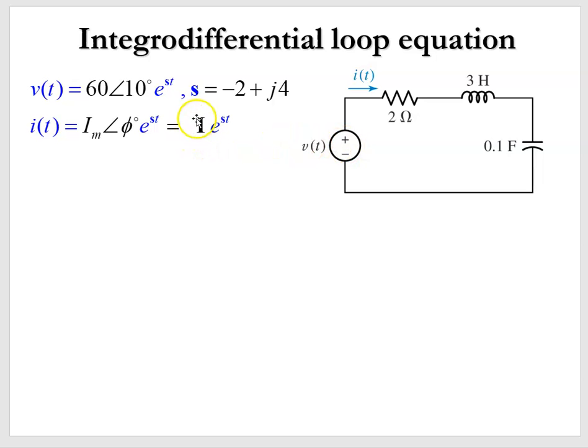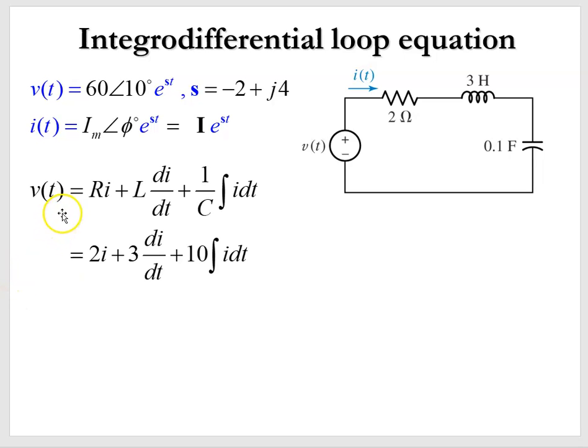So what we want to do here is write a loop equation. We have a voltage source. We know the form of our current. We're looking for that current phasor I. We know the frequency, -2 plus j4. So writing our loop equation, v of t is equal to Ri plus L di dt plus 1 over C integral of i dt, if we just use this form of our integral.